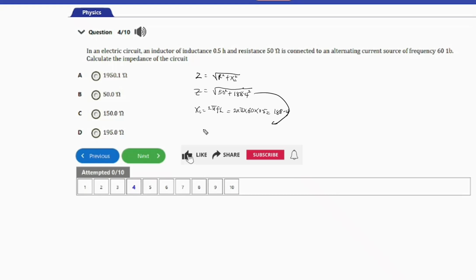So guys, when we go ahead and calculate this, we are going to have 195 per ohms. And that's it for this question. Let's go ahead and consider the next question, guys.